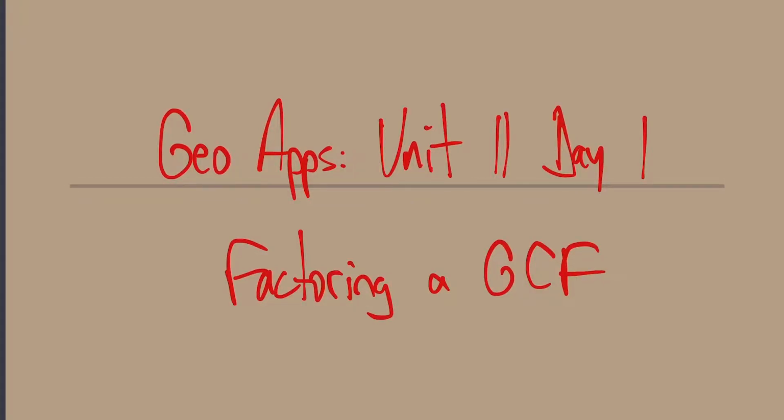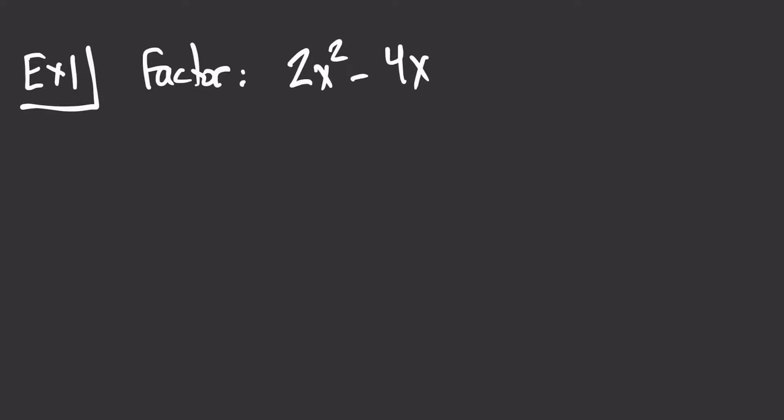Our next unit on Geo Apps is actually a review of algebra. We're going to talk about factoring. And today in particular, we're going to be talking about factoring a GCF. So if you remember from Algebra 1, I want to factor 2x squared minus 4x.